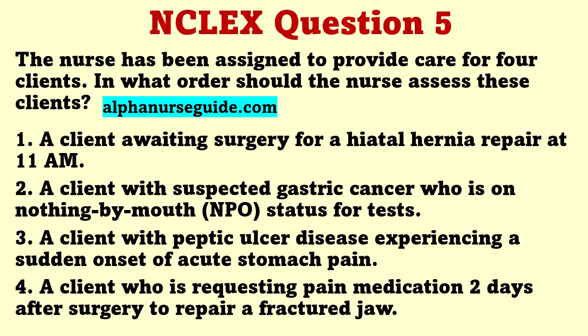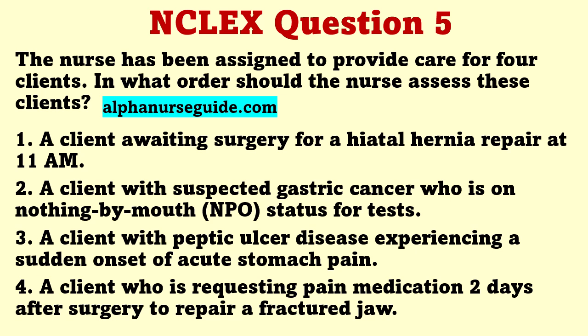The correct order is 3. A client with peptic ulcer disease experiencing a sudden onset of acute stomach pain. 4. A client who is requesting pain medication 2 days after surgery to repair a fractured jaw. 2. A client with suspected gastric cancer who is on nothing by mouth status for tests. And 1. A client awaiting surgery for a hiatal hernia repair at 11 a.m.